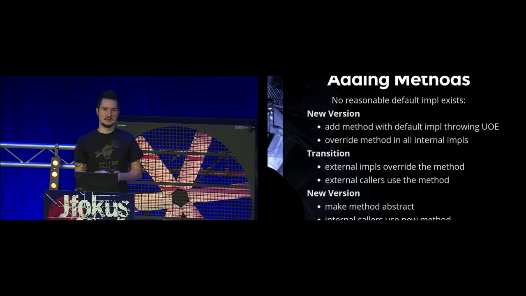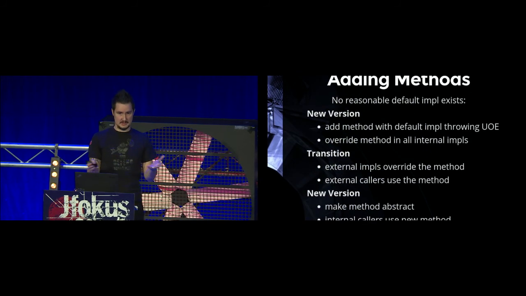If no reasonable default implementation exists, if there's just nothing sensible you can put into the interface, you have to go quite a different route. You have to add the new method, but it should throw something, maybe an unsupported operation exception. Then you override that method in all internal implementations. Then there's a transition phase where the client updates their implementation and their callers. And then later you can make the method abstract.